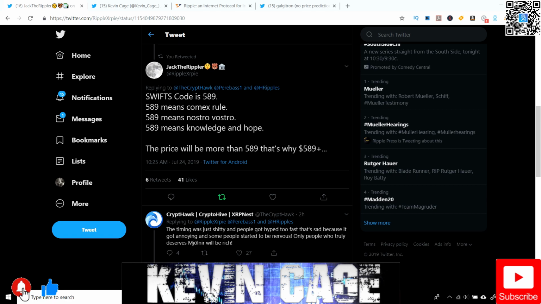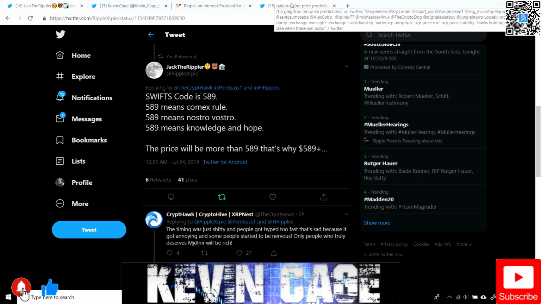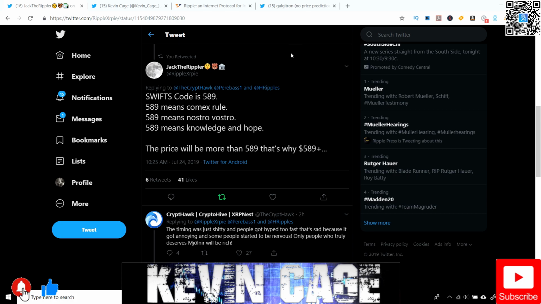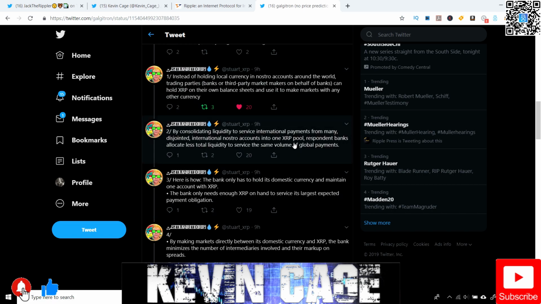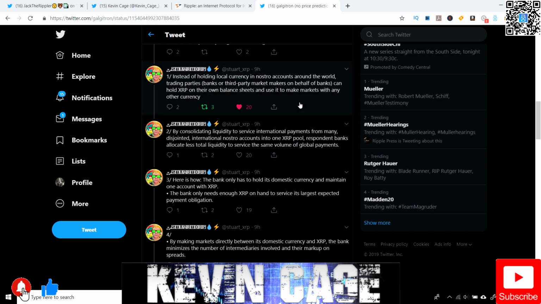I'm very curious when they're actually going to initiate the Cobalt update as well. And then, of course, Nostro accounts, all those accounts sitting idle. And then 589 means knowledge and hope. So that's pretty interesting. What I want to go to now, if we're talking about Nostro and Vostro accounts, these large accounts that have trillions and trillions of dollars sitting idle, is a kind of back and forth between Stuart XRP and Galgatron. I'm going to just cover the parts that have to do with this conversation.